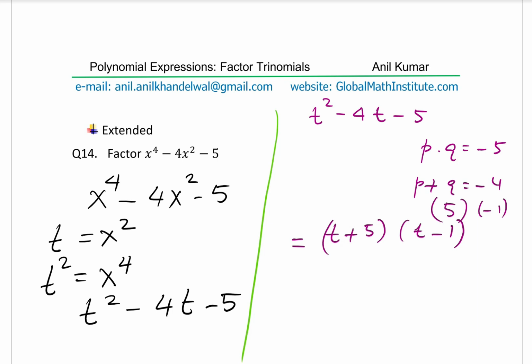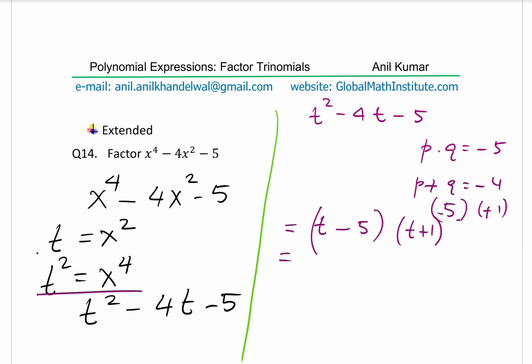right? No, the sum is negative, so the bigger number is negative and the smaller number is positive. And therefore, this is not what is expected. It should have been t minus 5 times t plus 1. Perfect. Now substitute back t as x to the power of 2 here. So we get x squared minus 5 times x squared plus 1. So that becomes our result.